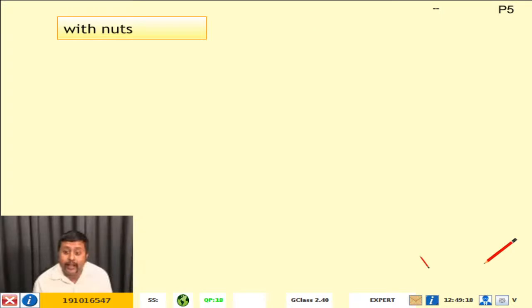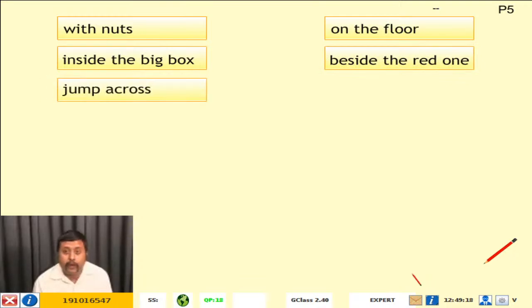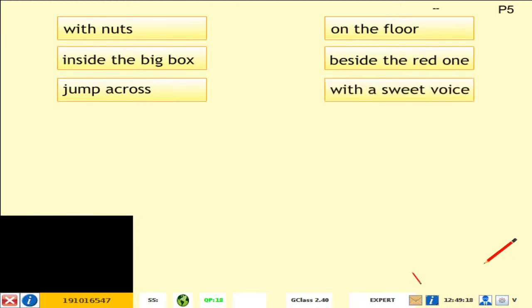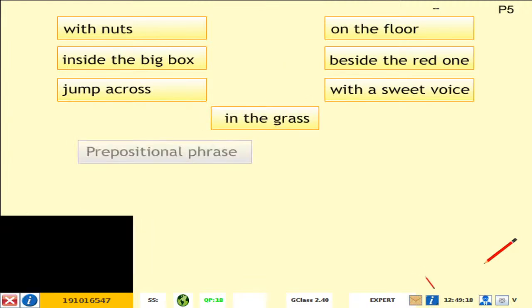So now let's have a look at the list of the phrases we came across. The first one, to KSL with nuts. Second one, to KSL on the floor. Third one, to SL inside the big box. Fourth one, to hold beside the red one. Fifth one, to hobo jump across. Sixth one, to hobo with a sweet voice. Then the seventh one is in the grass.